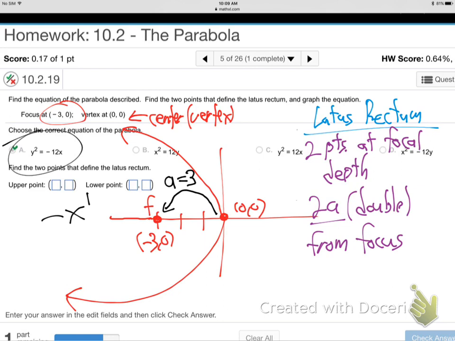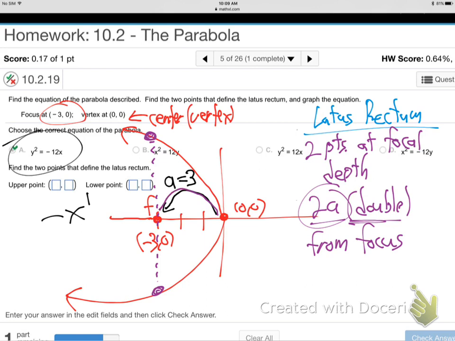So what I'm saying is the latus rectum points are this point and this point. See, they're at the focal depth. Like if this is a satellite dish and this is where you're putting the receiver, the focus point, then at that depth or height, at that level, it's the 2 edges of the parabola. And where are they? They're always 2A, double whatever A is, twice as far as how far to the focus.